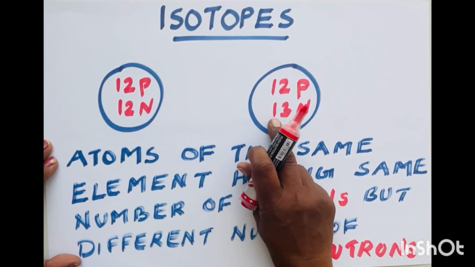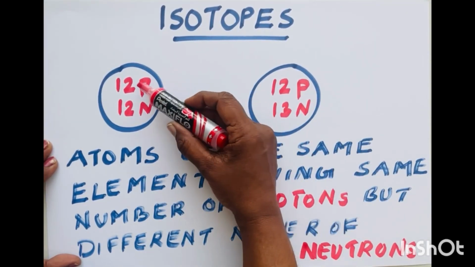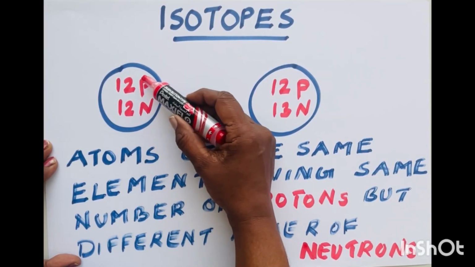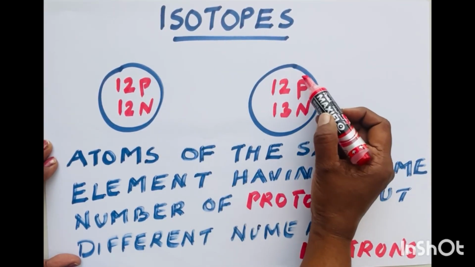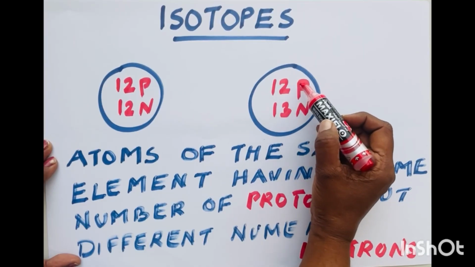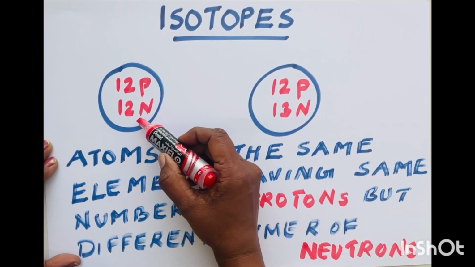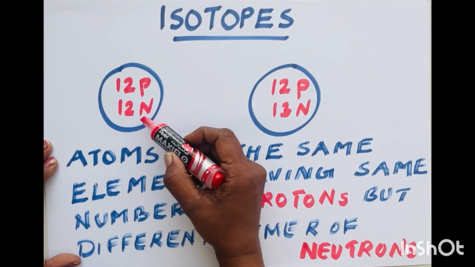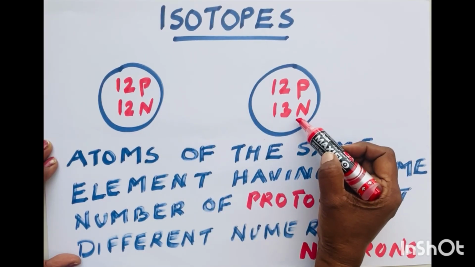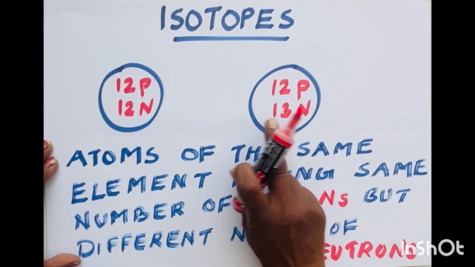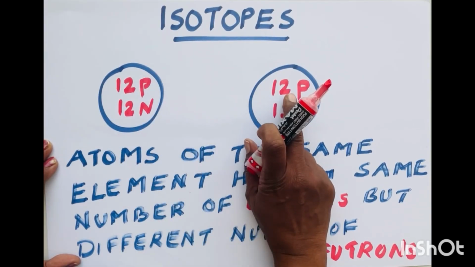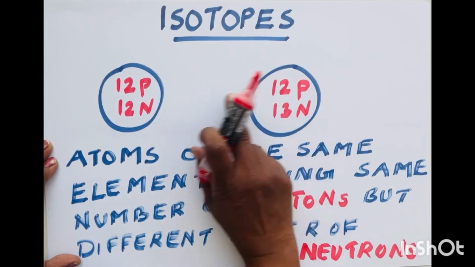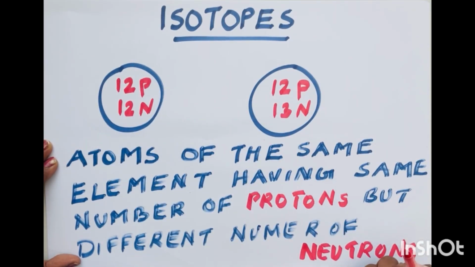Look at these two examples. We can see here the number of protons in the first nucleus is 12 and that of the second one is also 12. When we look at the neutrons, the number of neutrons in the first nucleus is 12, but that of the second one is 13. So they are isotopes: atoms of the same element having the same number of protons but different numbers of neutrons.